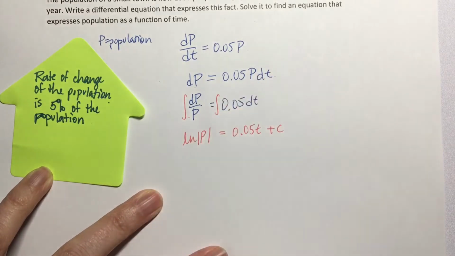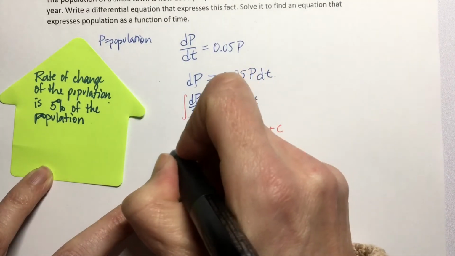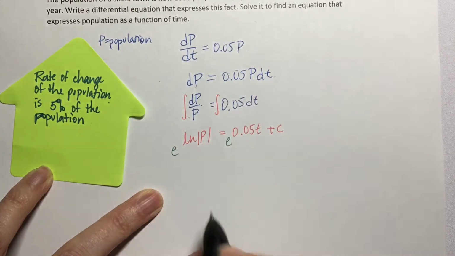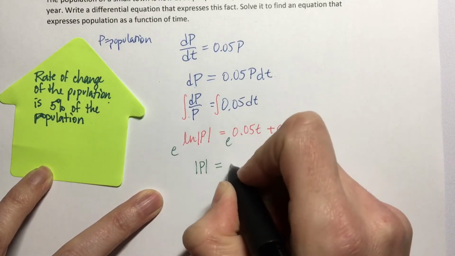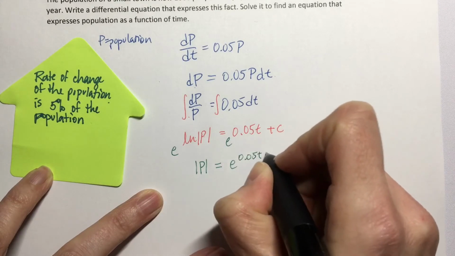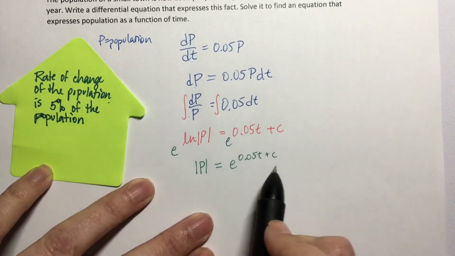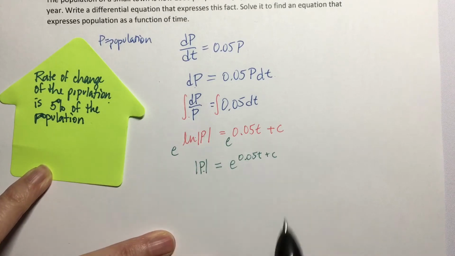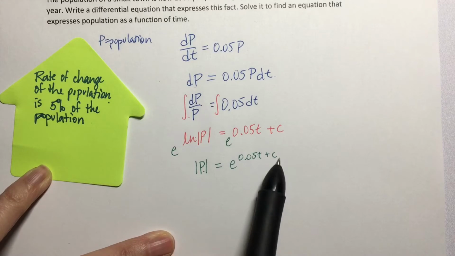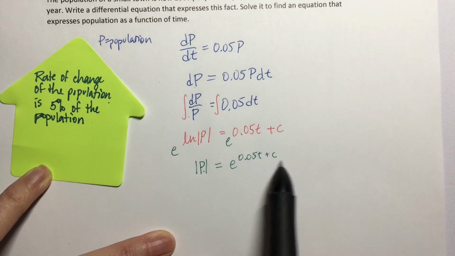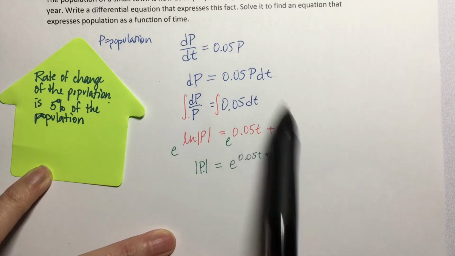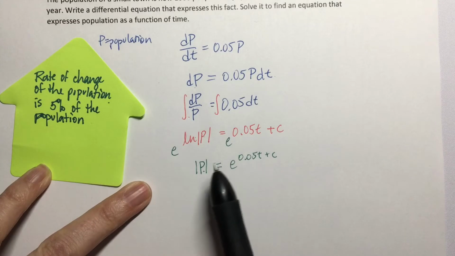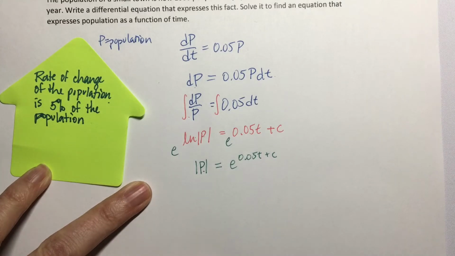If I do e to the on both sides, I'm going to switch pen colors here. So if I have e to the on both sides, remember e to the natural log of stuff is just the stuff. And then we have e to the 0.05 t plus c. Now, population's definitely a positive thing, but I'm going to go ahead and solve this algebraically following the same steps we followed in the past, partly just for that consistency, and also depending on context, you might have something that could be negative. Obviously not population, because you can't have negative people.